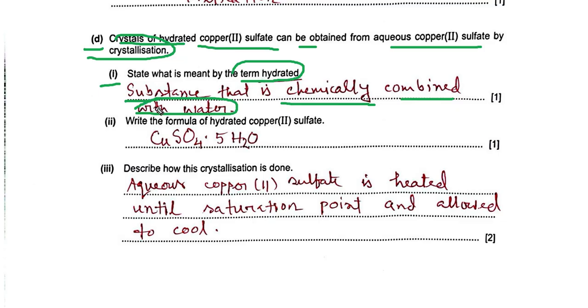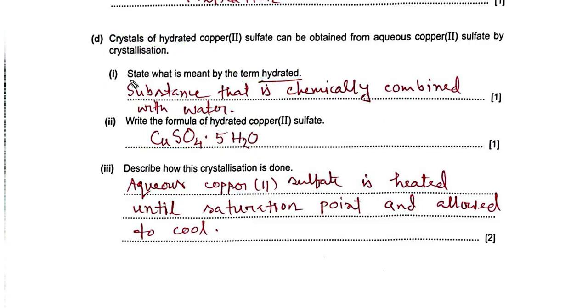Copper(II) sulfate with 5 moles of water. These 5 moles of water are chemically combined with copper(II) sulfate. So, state what is meant by the term hydrated: a substance that is chemically combined with water.